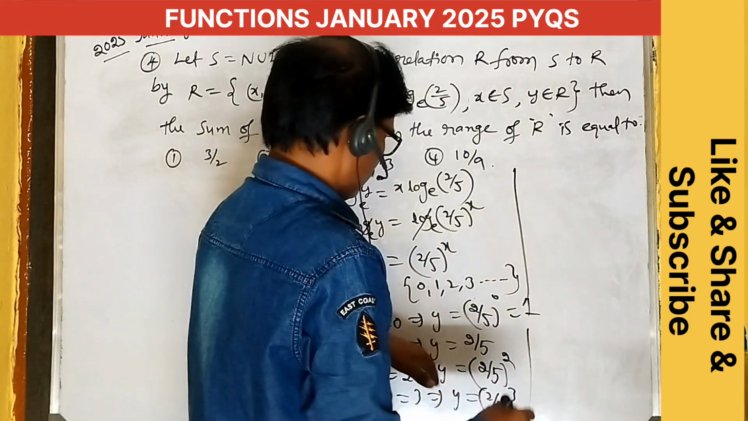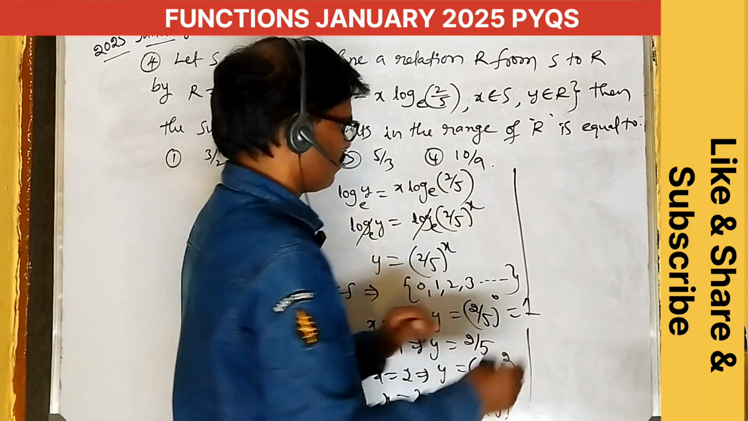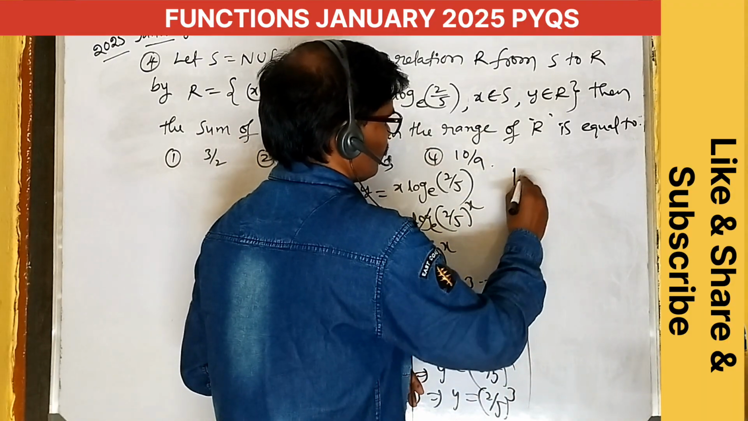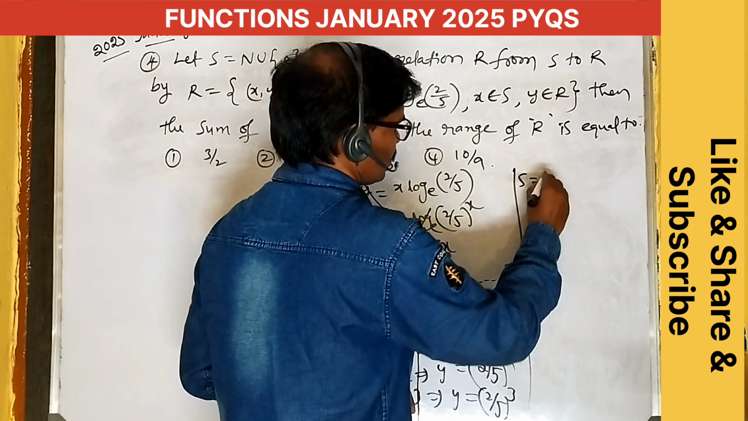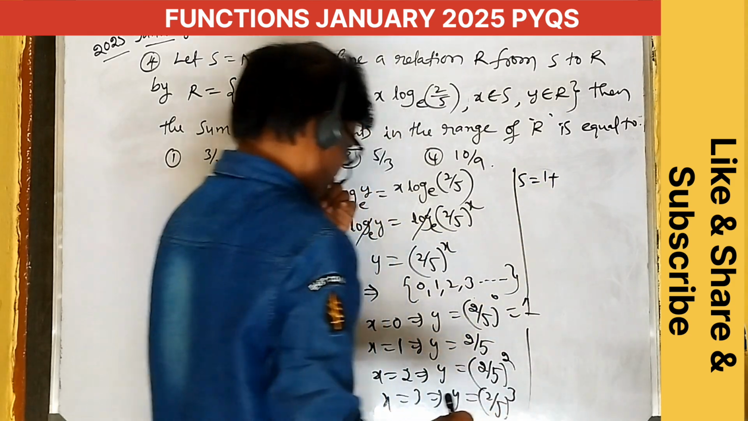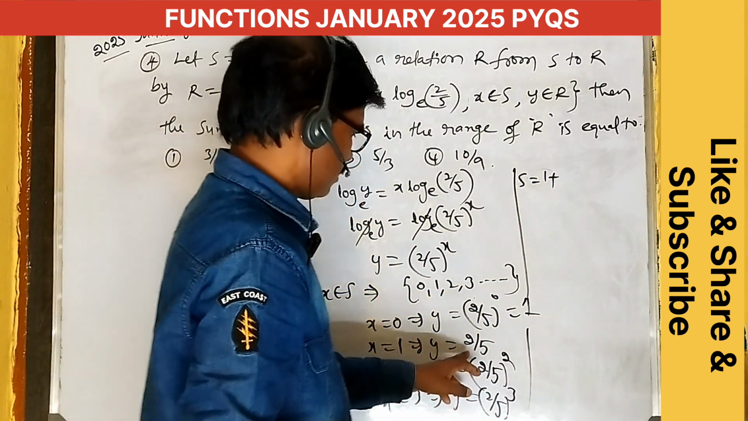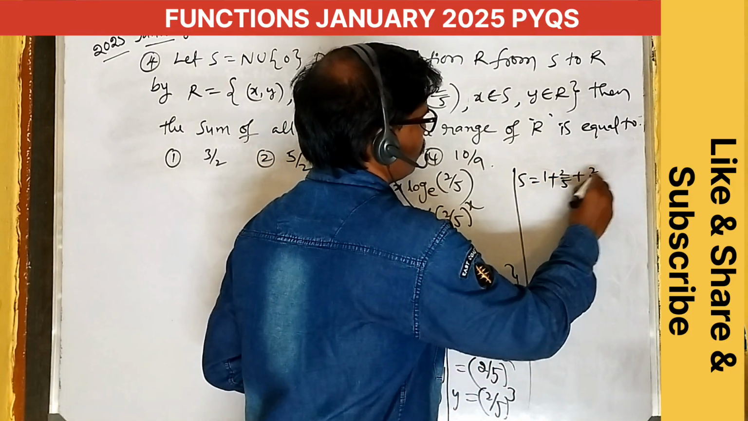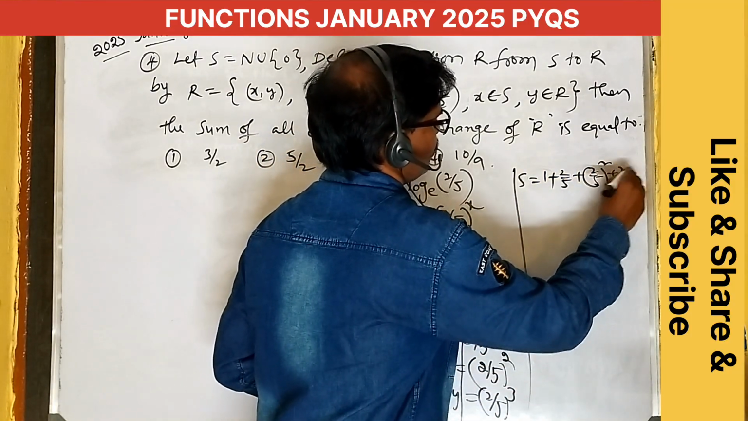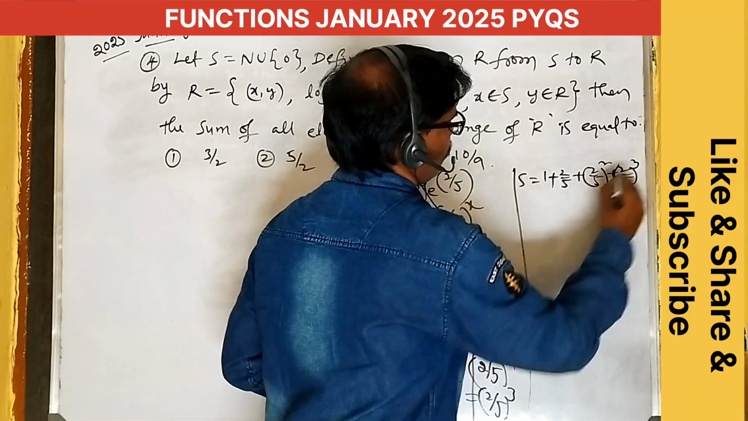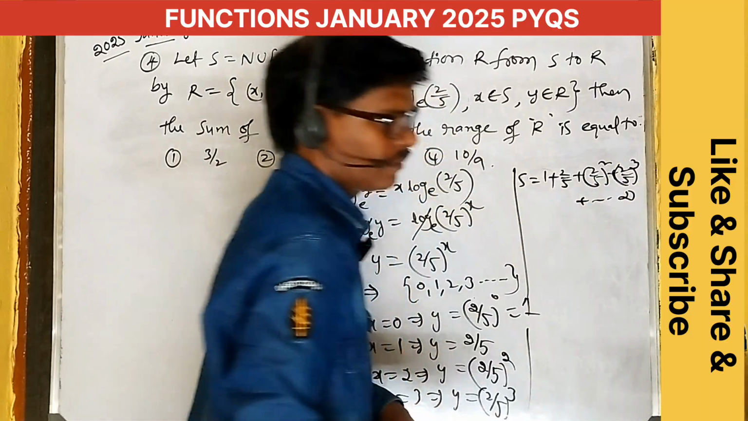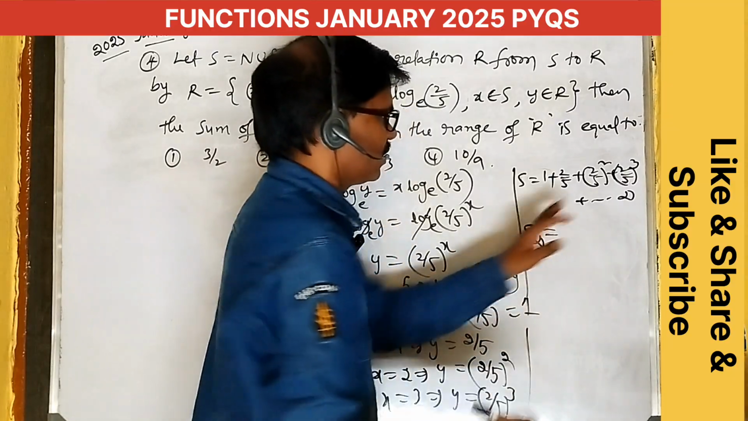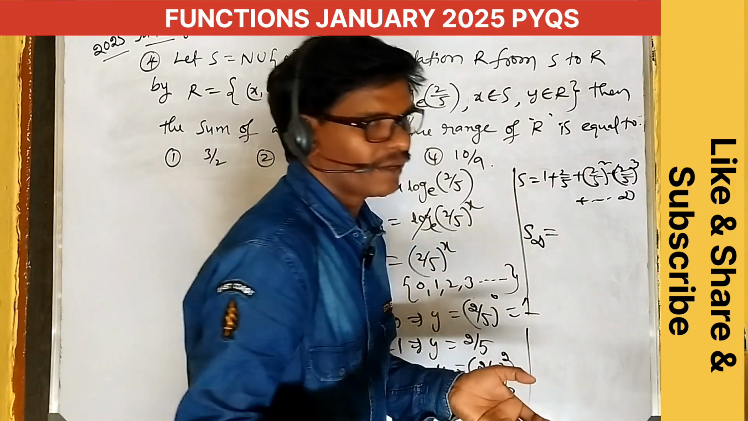The series is: first, x equal to 0 means 1, so the series is 1 plus 2 by 5 plus 2 by 5 whole square plus 2 by 5 whole cube plus so on up to infinity. Okay, summation of a GP series, S infinity. What is the formula? A by 1 minus R formula.